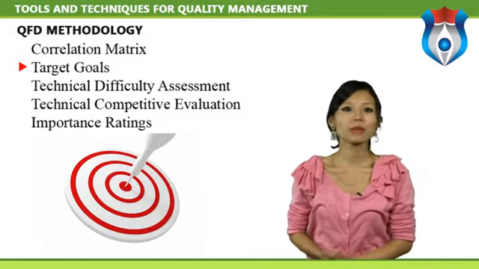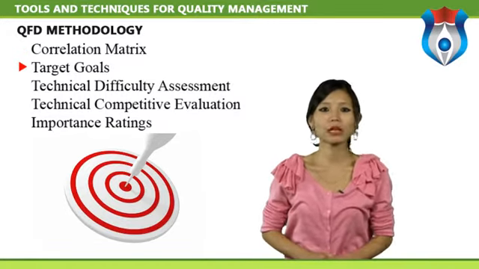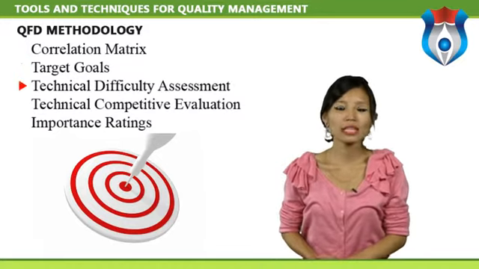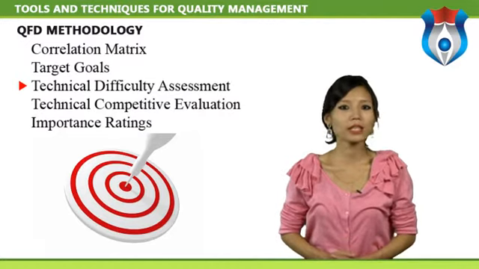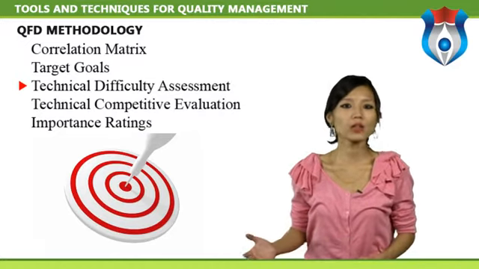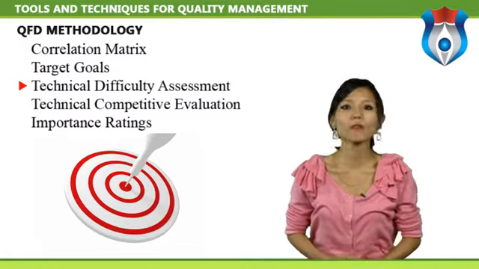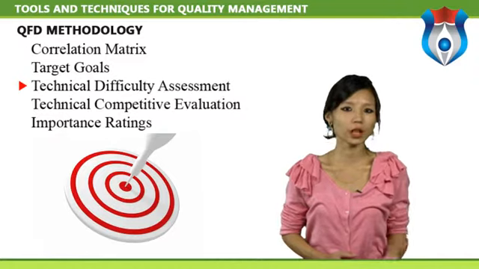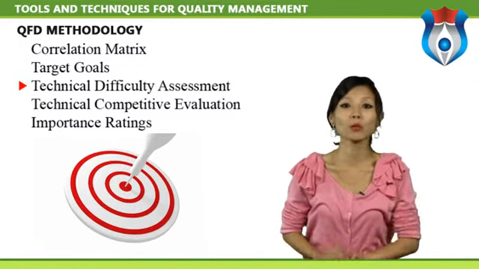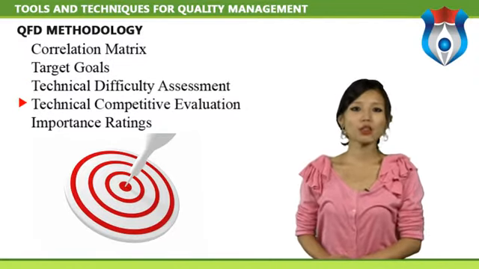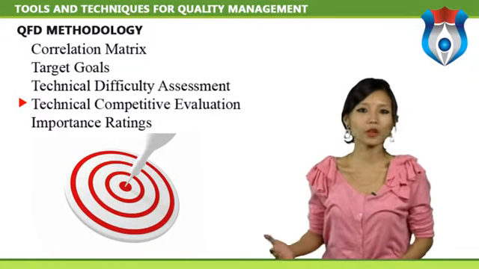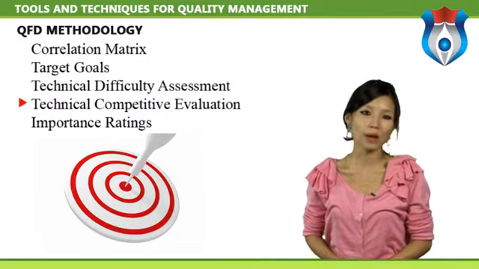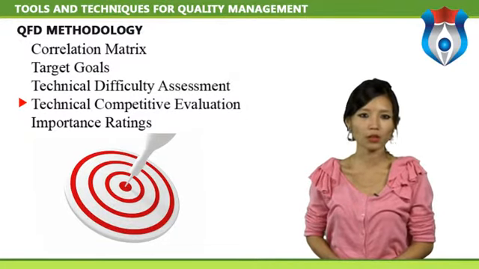Target goals. Completed by the technical team. These are the how much of the technical hows. Technical difficulty assessment. The technical team conducts the assessment. It helps to establish the feasibility and reliability of each how item. 1 to 5 ratings are used to quantify technical difficulty, with 5 being the most difficult and 1 being the easiest. Technical competitive evaluation. It is used for comparing the new product with competitors' products to find out if these technical requirements are better or worse than competitors'.